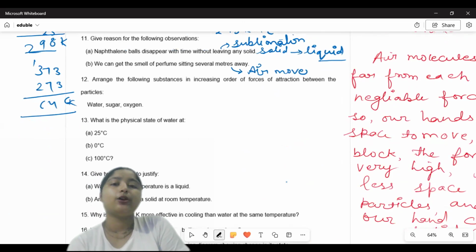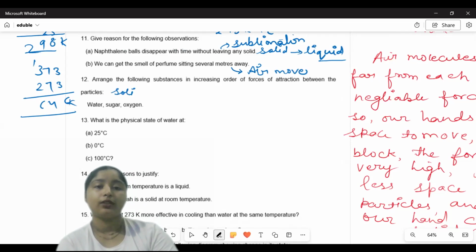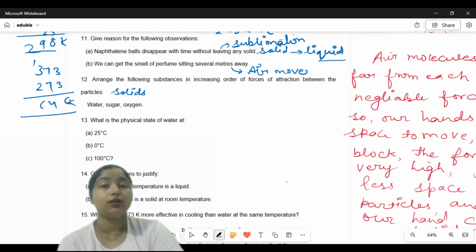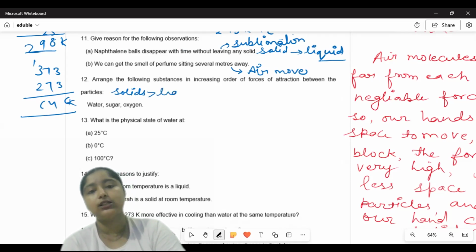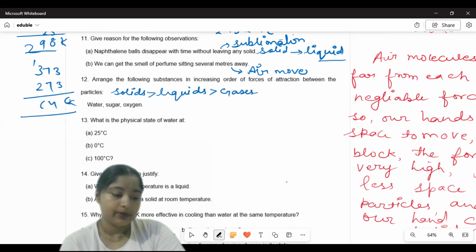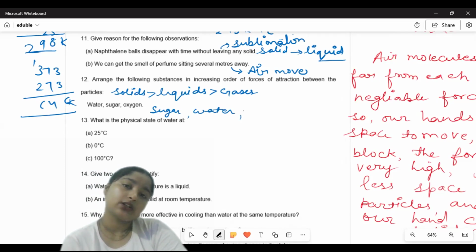Now, arrange the following substances in increasing order of force of attraction between the particles. We know that solids have the most force of attraction in them. Then we have liquids, and then we have gas, right? So this will be your water, sugar and oxygen. So sugar will be the first one, then it will be your water, and then it will be your oxygen, right?